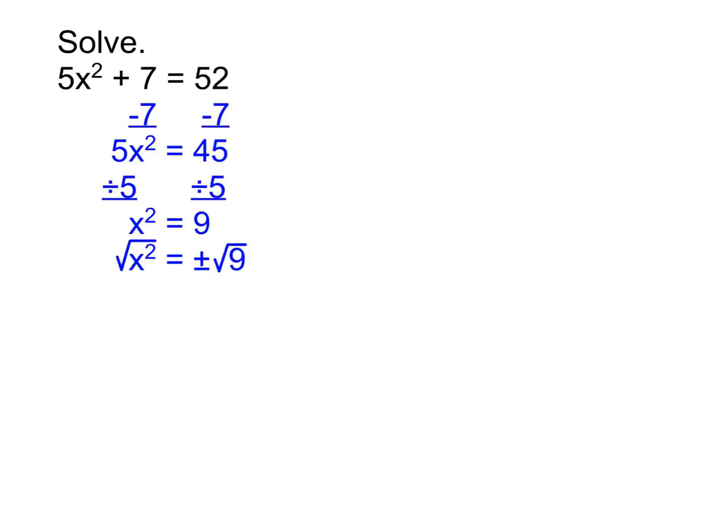Remember that we include the plus or minus when we square root. The square rooting is what causes the plus or minus to occur, so that is the instant when you include it. And so then we end up with x equals plus or minus 3, or in other words, x equals 3 and negative 3, just to write it a little bit more nicely.